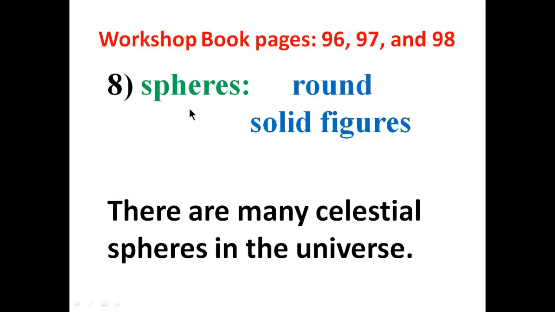The last word is spheres. Spheres means round solid figures, means different kinds of balls or things which are having solid shape as well as round figure. Write the meaning: round solid figures for spheres. Now here is your sentence. There are many celestial spheres in the universe.